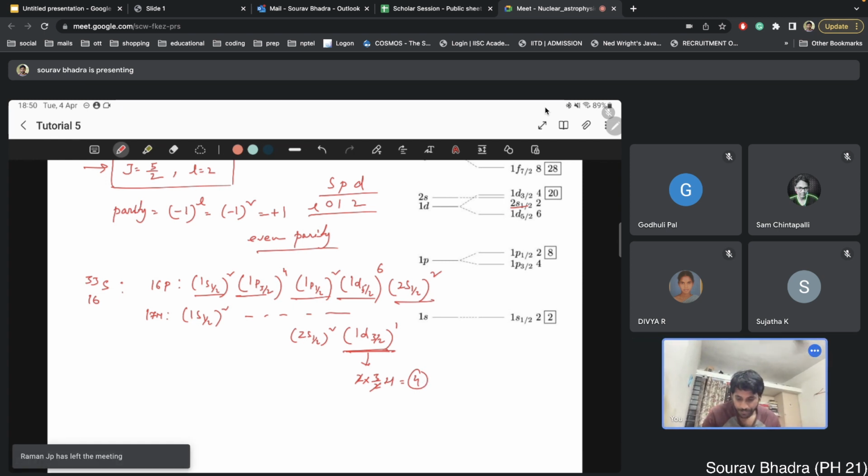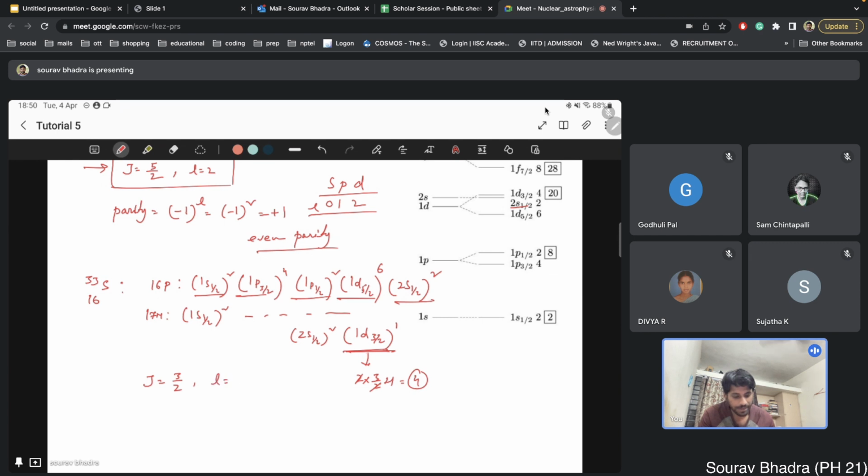So 4. So it is not fully filled, right? Because we have only one neutron, and that one neutron is unpaired, because it doesn't have any other neutron to do pairing. So that unpaired neutron is there. So the value of J for this particular case is 3/2.